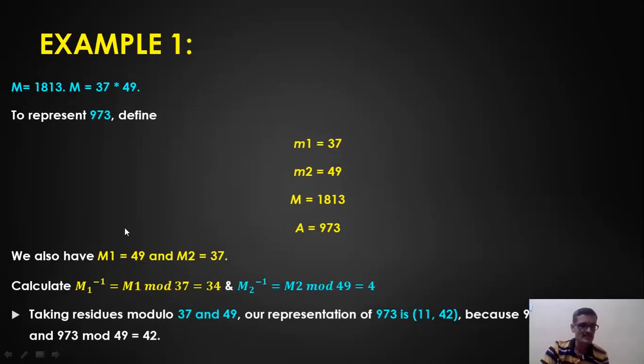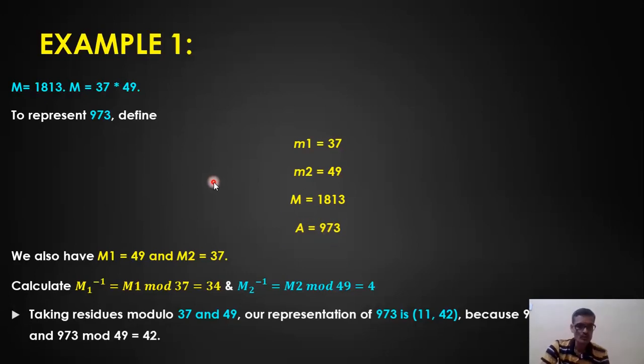My m is 1813. It's a huge number, right? I can represent that m as a product of two numbers, that is, k equal to 2 in this case: 37 multiplied by 49. Both are relatively prime to each other. I consider some number, say 973, which is less than 1813. How to represent this number using k tuples? Let us understand this. My m1 is 37, m2 is 49, my M is 1813, and say A is 973. I want to represent 973 in the form of a tuple.